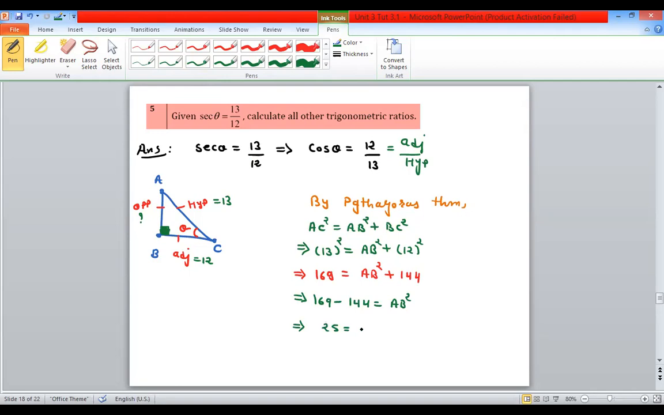But I want only AB, not AB square. So the square is converted into the square root. So the square root of 25 is 5. So the length of the opposite side is 5 units. Okay, so let me find all the T ratios.